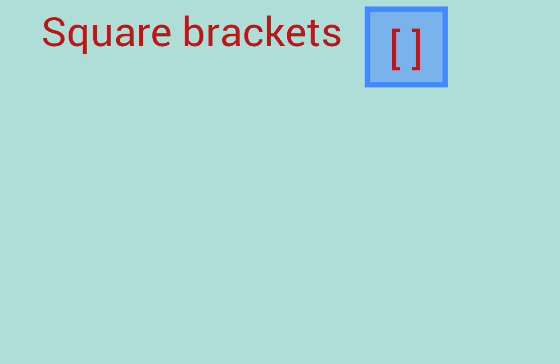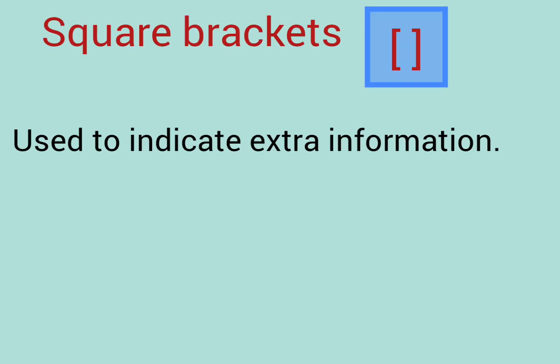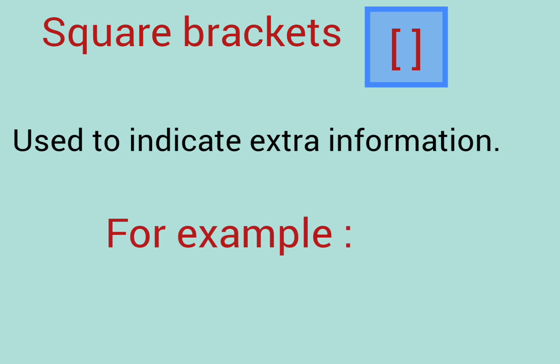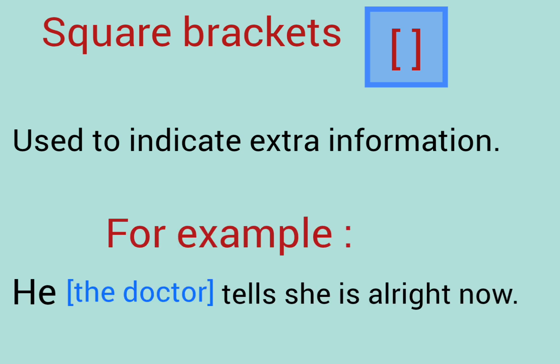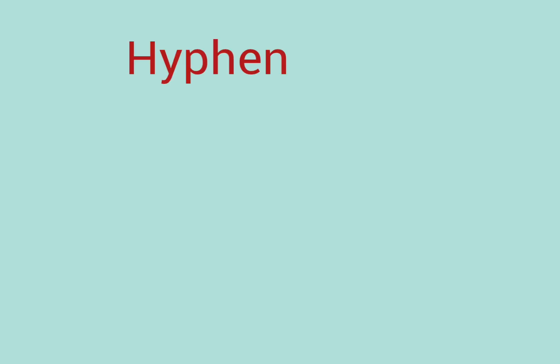Square brackets. Square brackets are used to indicate extra information. For example, "He [the doctor] tells she's alright now." The doctor is extra information, so we enclose it in square brackets.